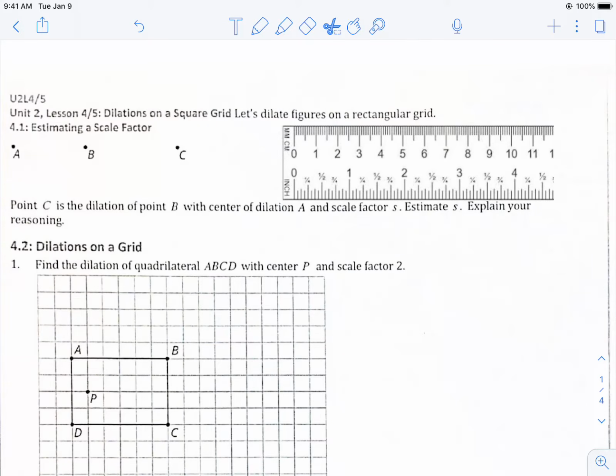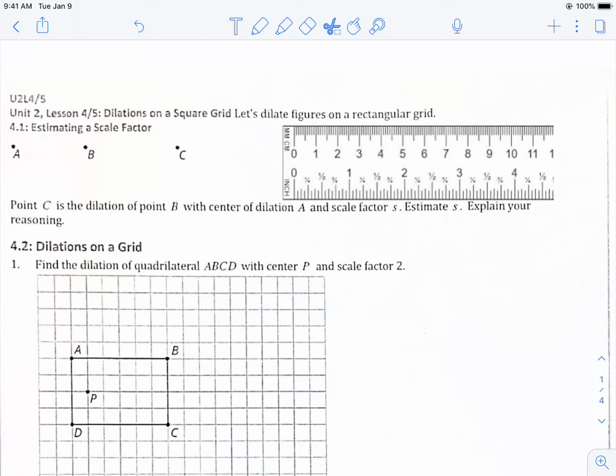Today we're going to talk about doing dilations on a square grid. So we've talked about them on a circular grid and on a paper with no grid and how to kind of figure out what is happening. So we're going to start with how to estimate a scale factor. And this is if you're not using some type of measuring device.